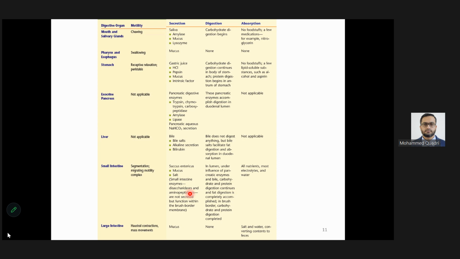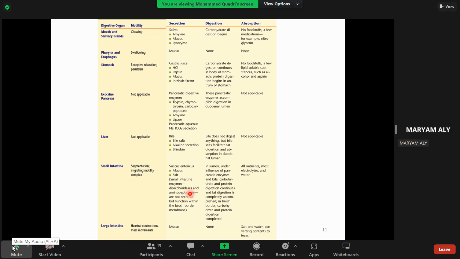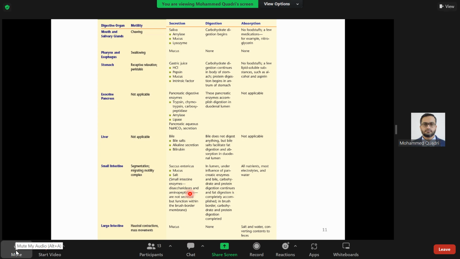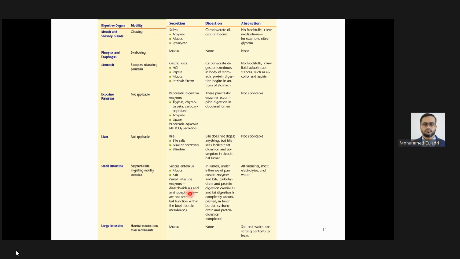Succus entericus comes from where? From glands. Come on. Who will make my day now? It is the end of my working day. Who will make me happy? None of you want to make me happy at the end of the day. Very bad people. Yes, cells of Cajal.